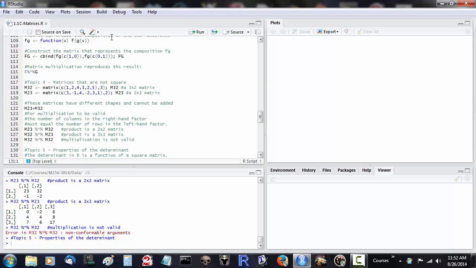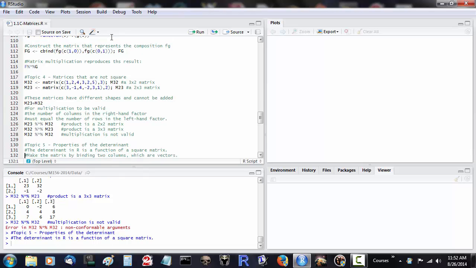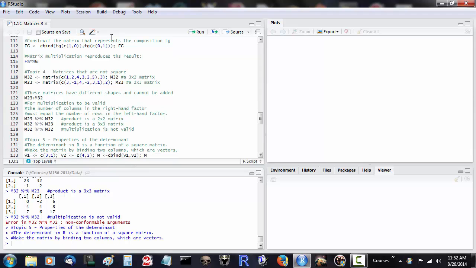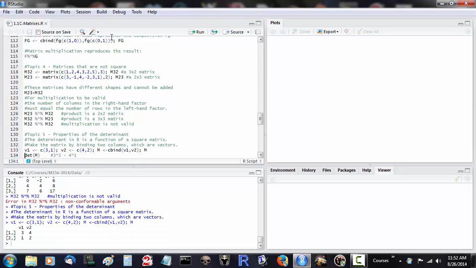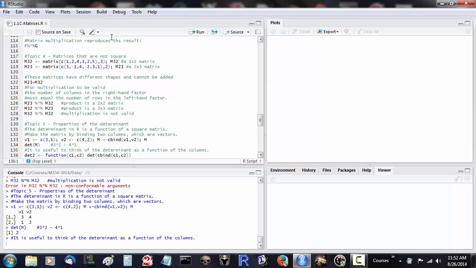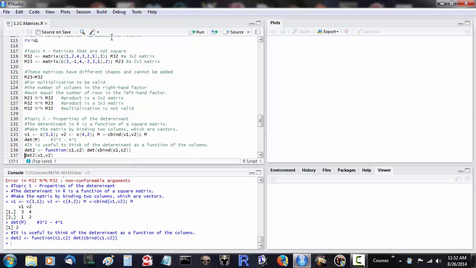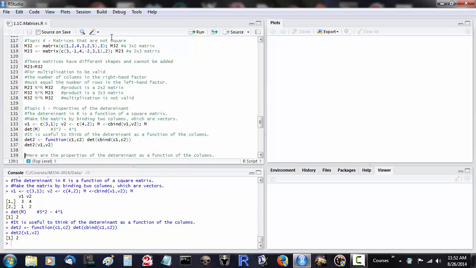Finally, a few things about the determinant. R regards the determinant as a function of a square matrix. But if we make the matrix by binding together 2 columns, each of which is a vector, then it might be useful to think of this determinant as a function of the 2 columns. A convenient way to do that is to define our own function, call it det2. This is a function of 2 vectors, the first column and the second column, and the definition is just bind them together to make a matrix, then calculate the determinant of that matrix, and we get exactly the same answer.